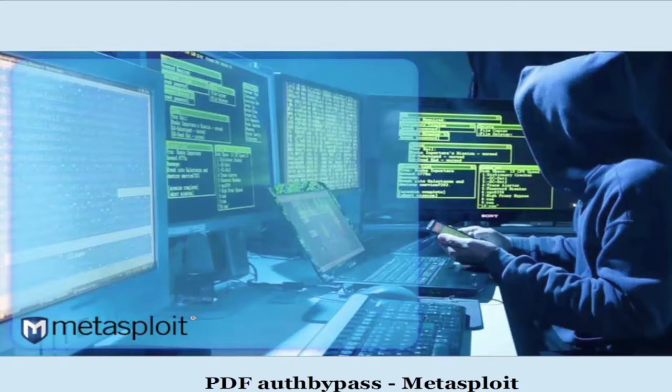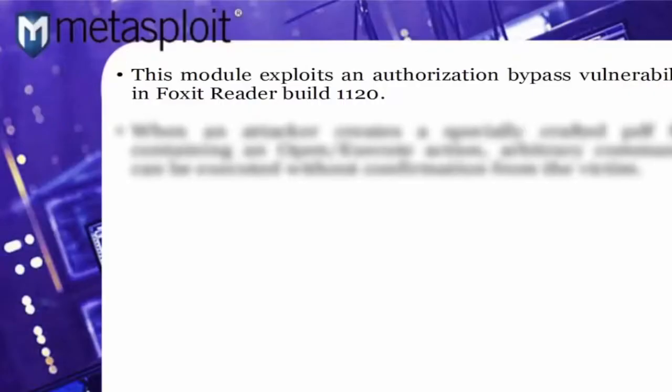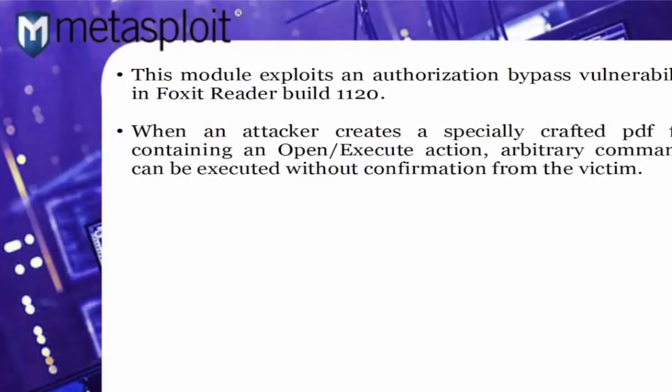Welcome, in this video we are going to learn the PDF authentication bypass auxiliary module in Metasploit. This module exploits an authorization bypass vulnerability in Foxit Reader build 1120. When an attacker creates a specially crafted PDF file containing an open or execute action, arbitrary commands can be executed without confirmation from the victim.